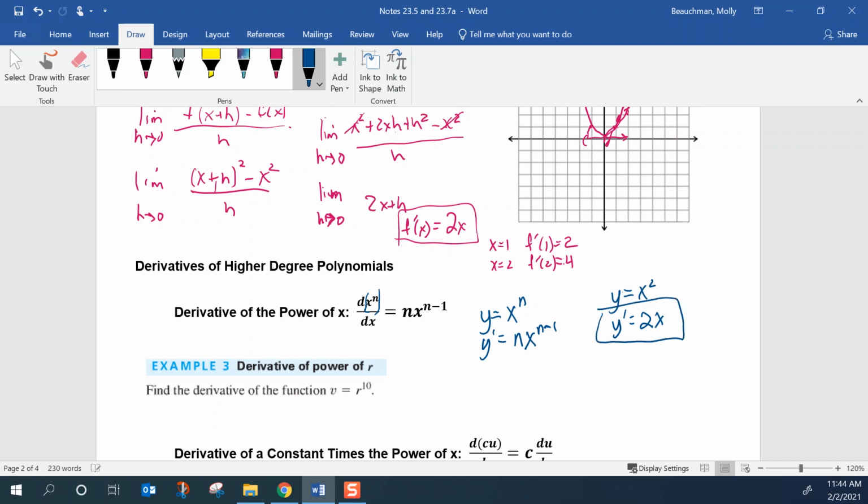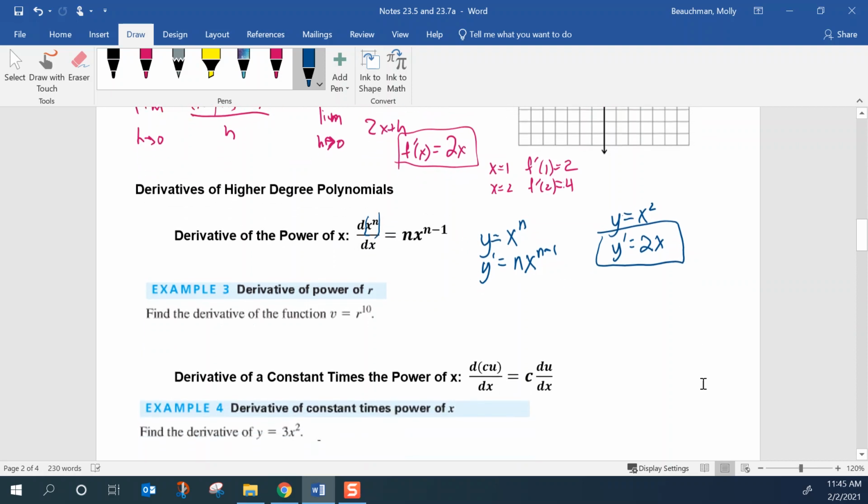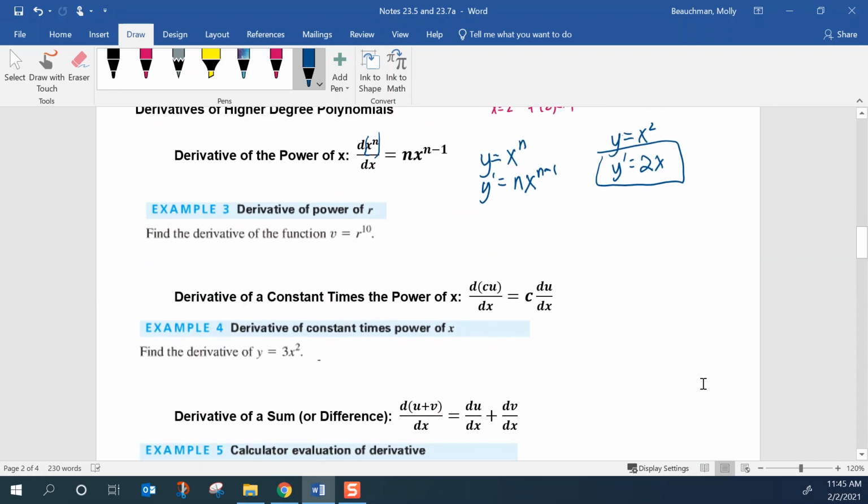So the wonderful thing about finding derivatives of polynomials is we can use this derivative of the power of x property along with a couple of other properties and find derivatives of polynomials very quickly. So next example, find the derivative of the function v equals r to the 10th. I'm going to use notation dv dr, just to change up notation, equals multiply 10 in the front times r, and then subtract 1 from the power. 10r to the 9th is the derivative.